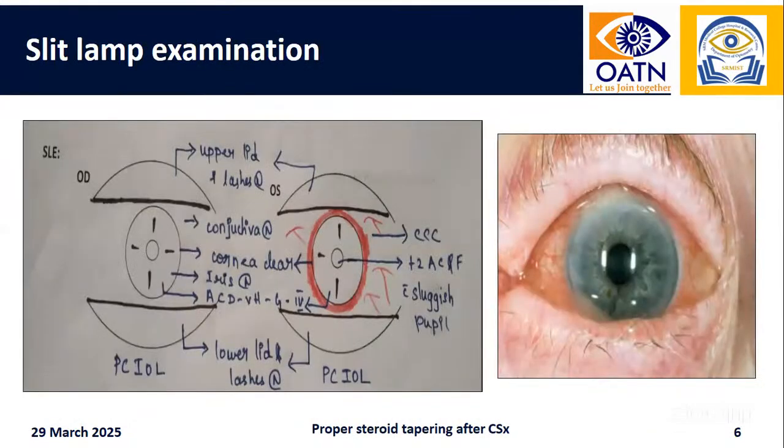You can see in this picture, the pictorial documentation shows the upper lid and lashes were normal. You are able to see there is circumcorneal congestion with a sluggish pupil. This is a reference image. It's not the patient image.